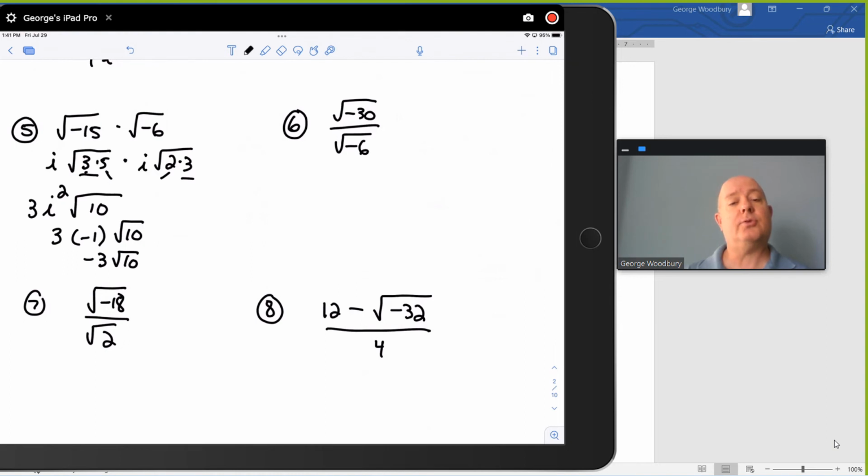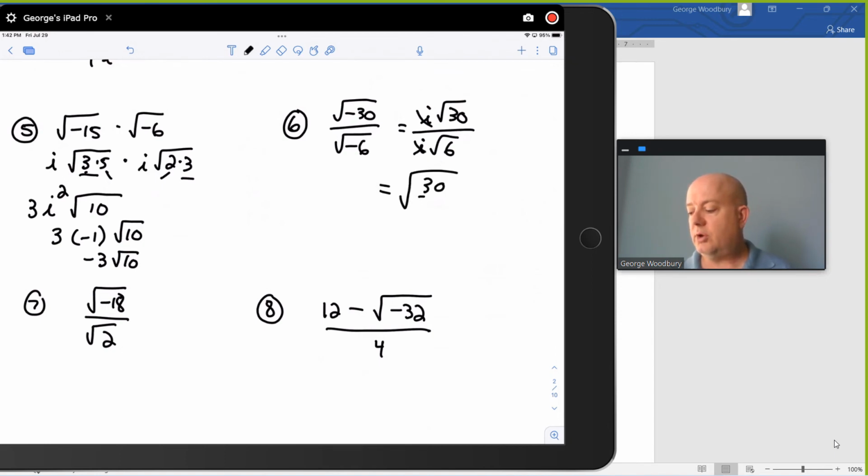Let's take a look at example 6. I've got the square root of negative 30 over the square root of negative 6. I'm going to begin by taking out those i's first. So i square root 30 divided by i square root of 6. When we have a square root in the numerator and denominator, we can divide that into a single square root. Also, i divided by i is 1. So we can divide those away, and we're left with the square root of 30 over 6, which is the same as the square root of 5, because 30 divided by 6 is 5.